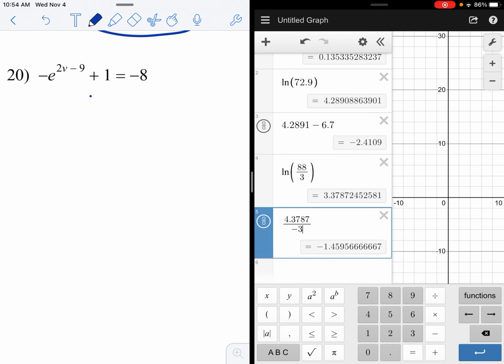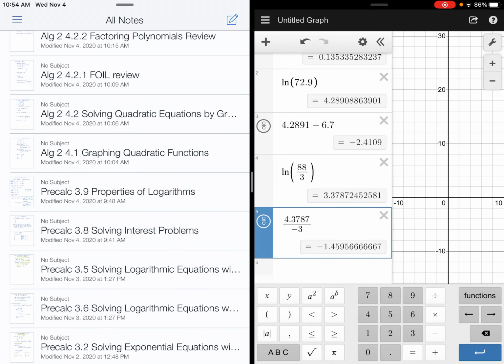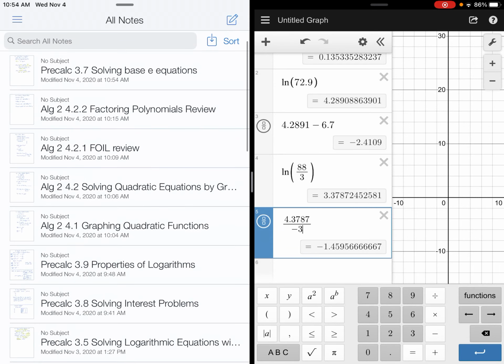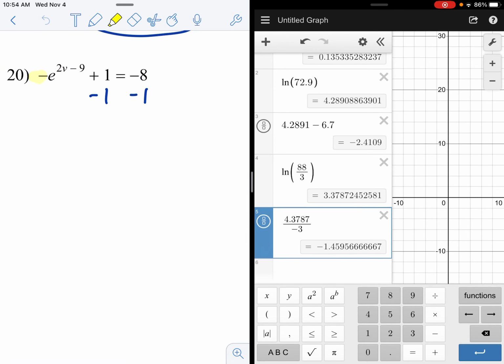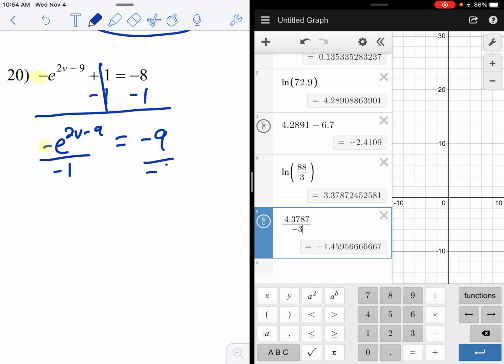Oh, this one's kind of special because of that negative sign there. That could throw some people off. Oops, I didn't mean to do that. Where am I? Here I am. Sorry. Yeah, anyway, let me just continue. So negative e to the 2v minus 9 equals negative 9. Now, because there's this negative sign here, I'm going to divide both sides by negative 1 to cancel that out. Now we need to cancel the base e, so ln both sides. Take the natural log of both sides.